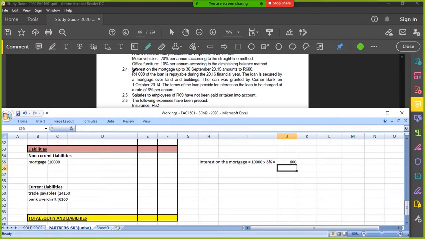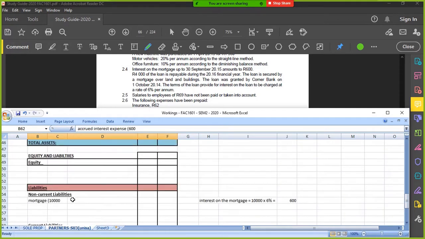600. Okay, same answer as the one that they've given us. Interest on the mortgage up to that amounts to that. Okay, great. Have we paid this interest? They're not specific. Okay, notice nowhere here do they tell me I've paid the interest. So I can assume that this is an accrued interest expense. Okay, in brackets, 600.